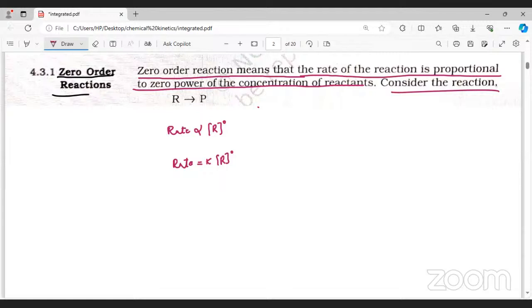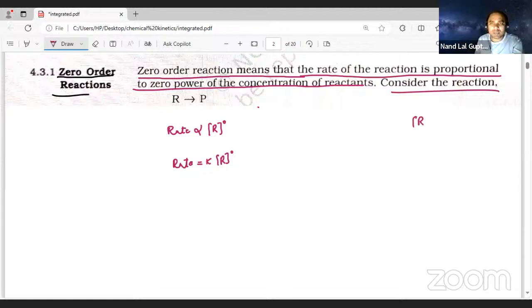Yes, sir. Any quantity power zero. Any quantity power zero means what? Suppose 100 power zero means what? 1 lakh power zero means what? What do you mean by this? Any quantity power zero is unity. Understood? Any quantity power zero is unity. So it is going to be 1, whatever the quantity.